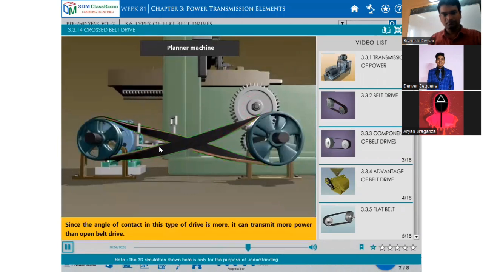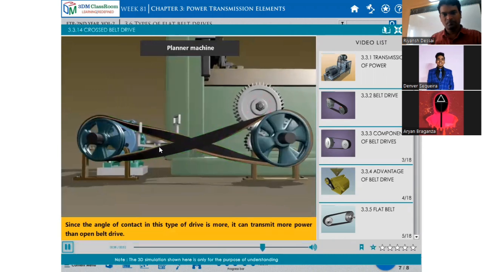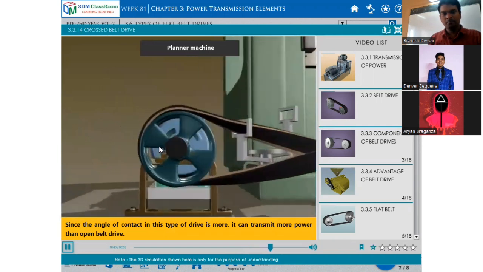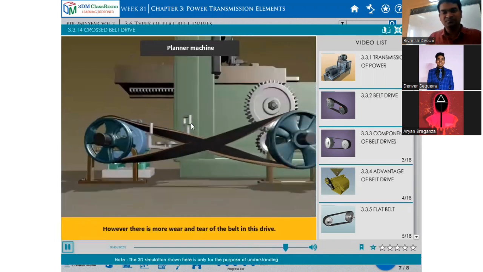Since the angle of contact in this type of drive is more, it can transmit more power than open belt drive. Okay, here the angle of contact is more. However, there is more wear and tear of the belt in this drive.